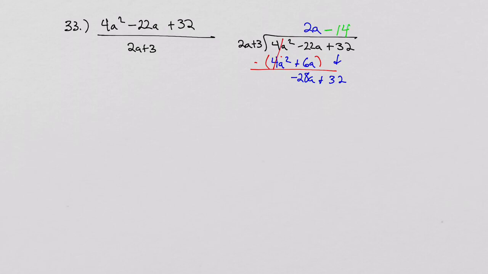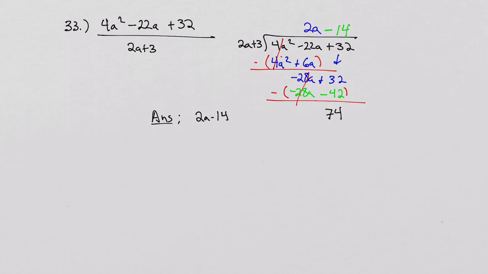And so what we'll end up with is when we take negative 14 and multiply it into 2a plus 3, we're going to get a negative 28a and a negative 42. And then we're going to subtract that. So we have negative 28a minus negative 28a, so that's really negative 28a plus 28a, and so those cancel, and that's by design. And then we have 32 minus a negative 42, so that's really 32 plus 42, which leaves us with 74, which is our remainder. So our answer in this case is our quotient, which is 2a minus 14.